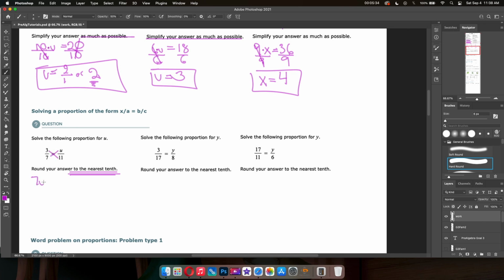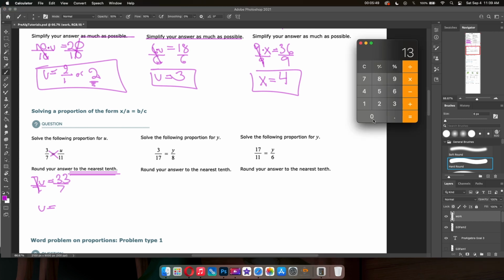So cross multiply. We have 7 times u. 3 times 11 is 33. The opposite of multiplication is division. So what I do to one side, I do to the other. U equals whatever 33 over 7 is. And I'm a human calculator, but I'm not that good, because I know for a fact it's going to be a decimal. So clear, 33 divided by 7. Wow, look at that ugly mess. Oh my goodness, that hurts to look at.